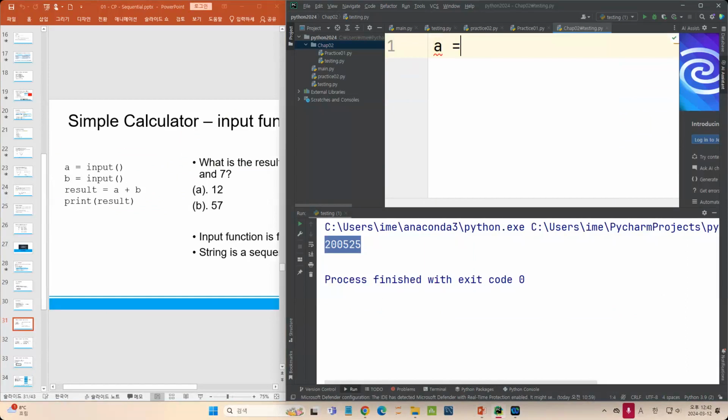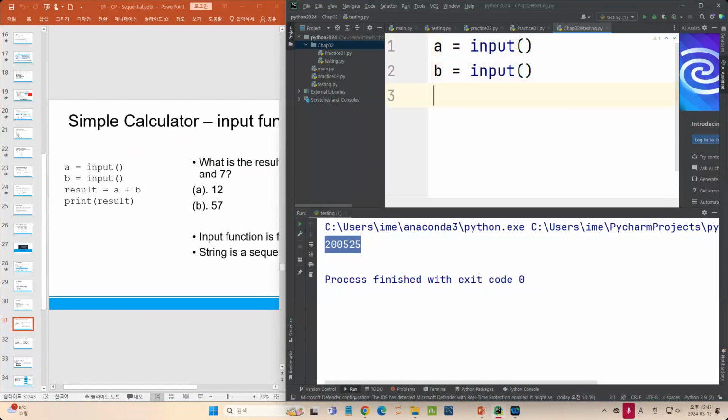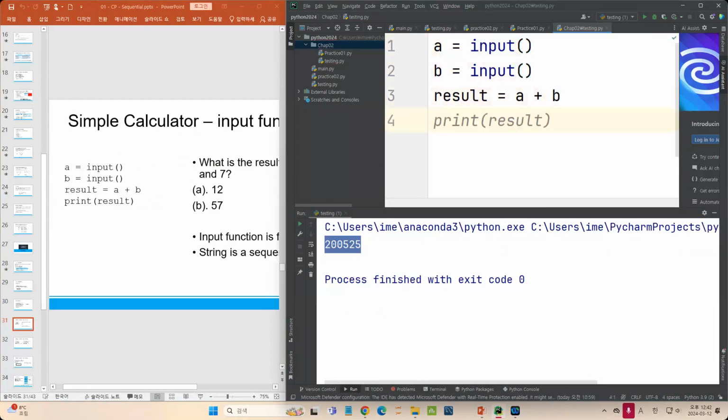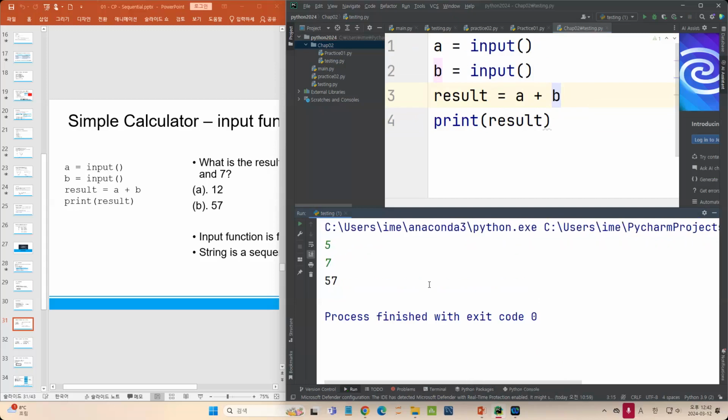So A equals to input, B equals to input, and then result equals to A plus B. So I want to print the result. Okay. So nothing here. So you need to give the input. The input is 5, okay, and then 7. Okay, there are 2. So the result is 57.